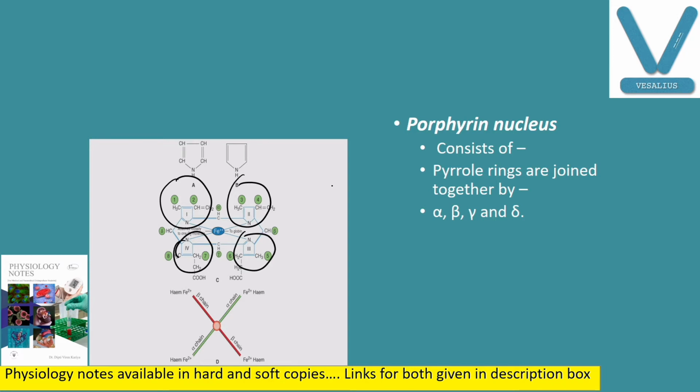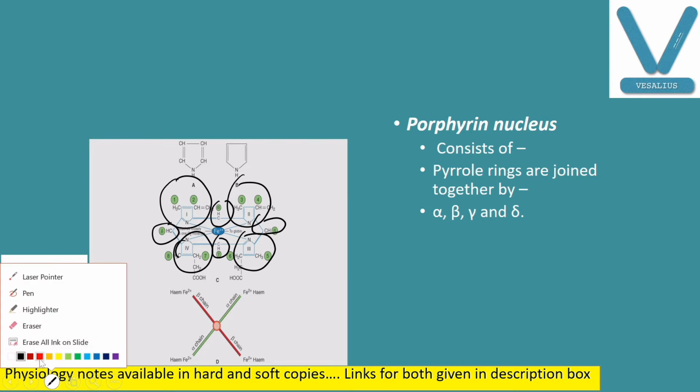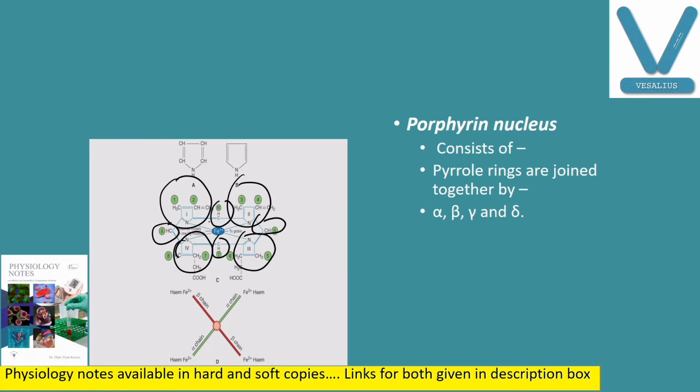These pyrrole rings are connected with each other through the methane bridge. You can see CH, the methane bridge is here. Am I clear? The carbon atoms of the methane bridges are labeled as alpha, beta. You can see here, this is your alpha. I'll show it with another color so it becomes easy for you to understand. This is your alpha carbon. Then beta, gamma and delta methane.